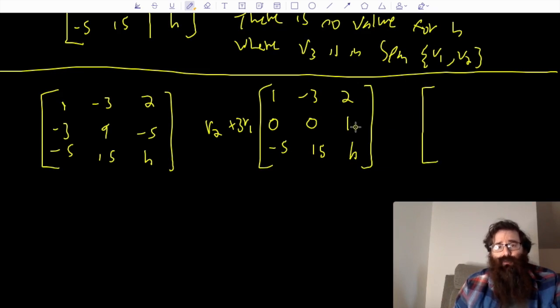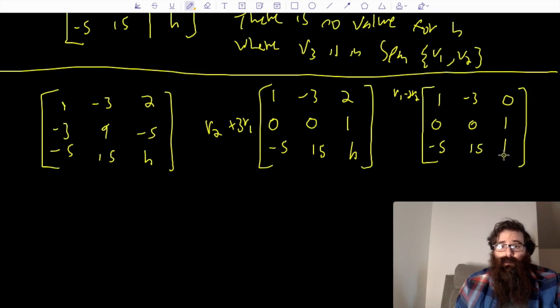Now what I would do is replace row 1 with row 1 minus 2 row 2. I can use this 1 in row 2's third entry to get rid of that entry above it. So I get 1 minus 2 times 0 gives me 1. -3 minus 2 times 0 gives me -3. And then 2 minus 2 gives me 0. So this is looking very reduced.